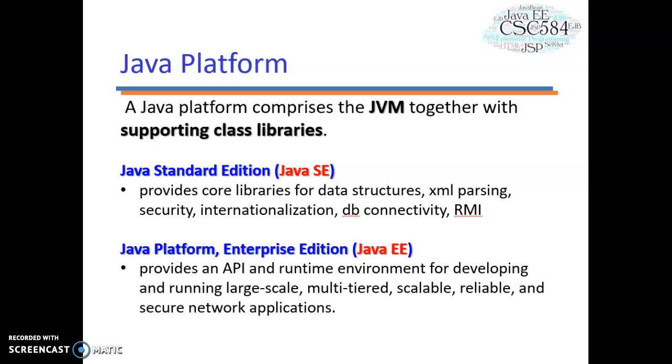This will allow applications written for that platform to run on any compatible system with all the advantages of the Java programming language. There are 4 platforms of the Java programming language. The first one is Java SE. When most people think about the Java programming language, they always think about Java SE. This is actually the core API. It provides core libraries for data structures, XML parsing, security, internationalization, and also database connectivity together with RMI.